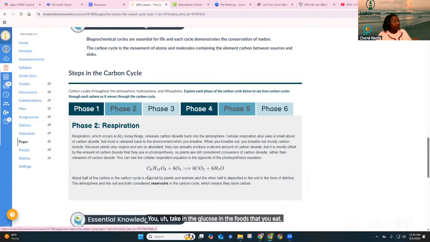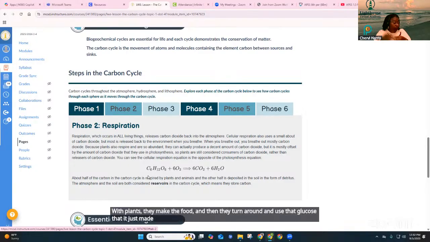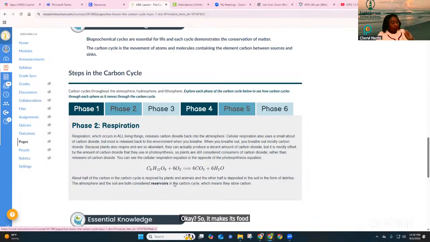With plants, they make the food and then they turn around and use that glucose that it just made for respiration. Okay, so it makes its food and uses its food. And so then they take in oxygen.